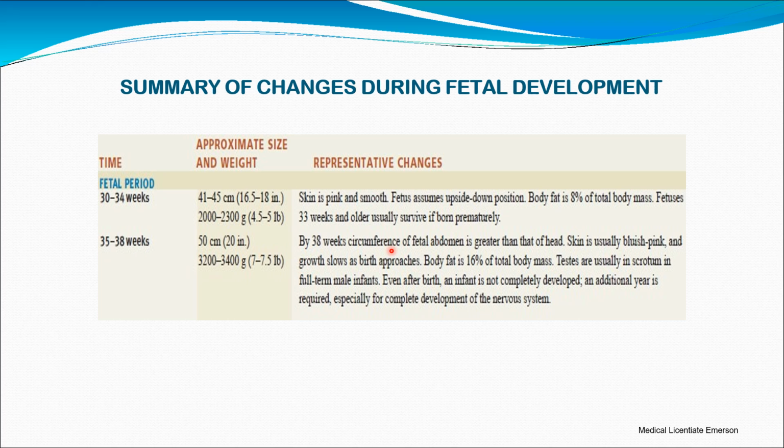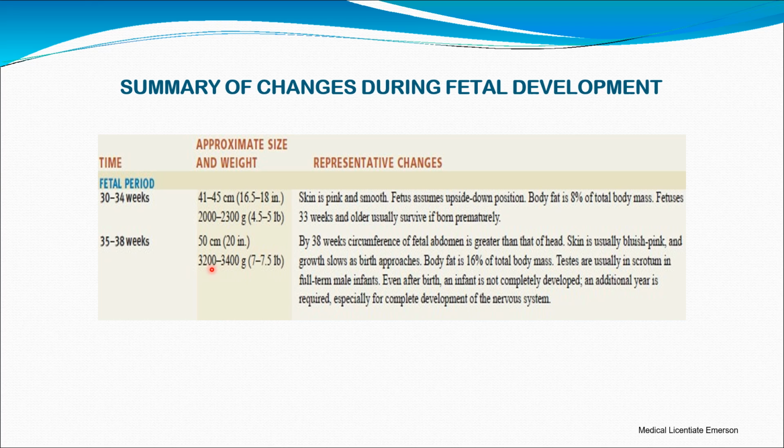So by 38 weeks, the circumference of the fetal abdomen is greater than that of the head. Then the skin is usually bluish pink, and the growth slows as birth approaches. Then the body fat is 16% of the total body mass. Then the testes are usually in the scrotum in full-term male infants. So even after birth, an infant is not completely developed. An additional year is required, especially for the complete development of the nervous system.